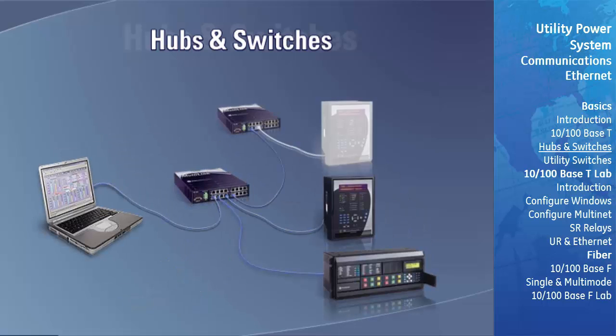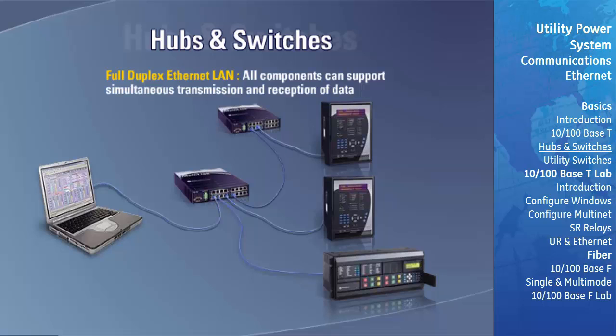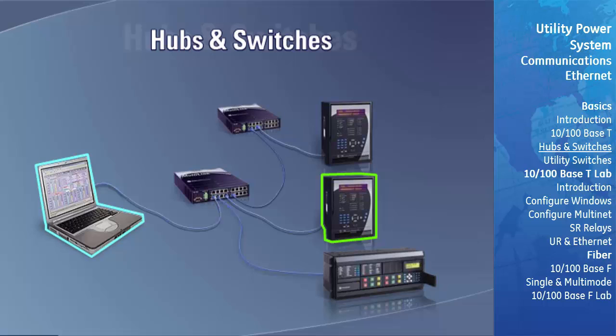Within a full duplex Ethernet LAN, all components can support simultaneous transmission and reception of data. For example, if the green and blue Ethernet devices transmit a message onto the Ethernet network at the same time, one of the messages will be buffered at the switch, and the other message will be passed through to the other ports.